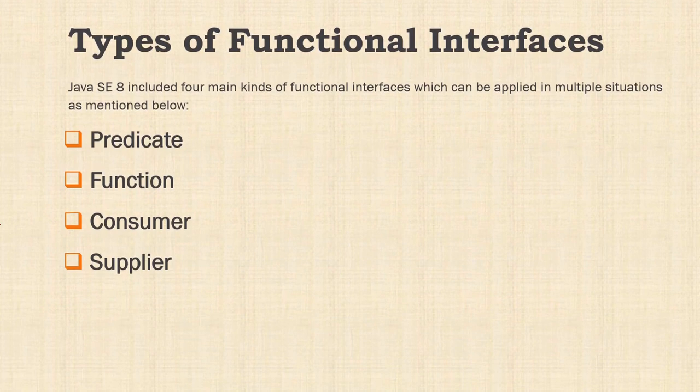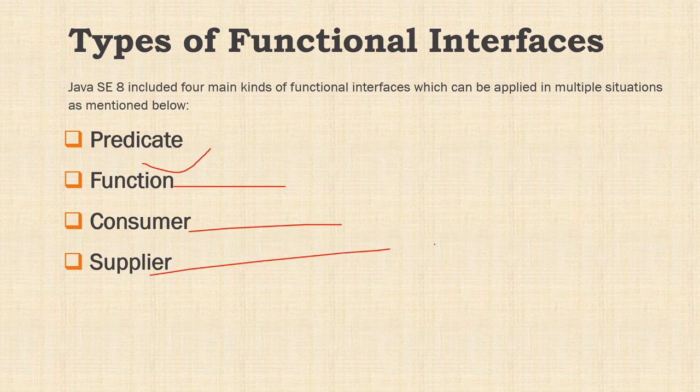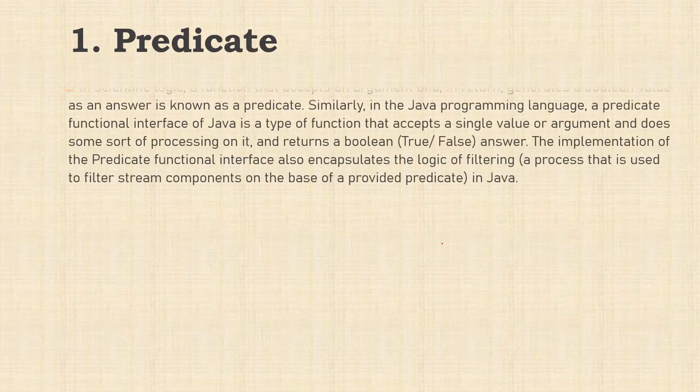We have predefined functional interfaces inside Java, which are predicate, function, consumer. These are the famous functional interfaces: predicate, function, consumer, and supplier. So we will see them one by one. Let's start with predicate.